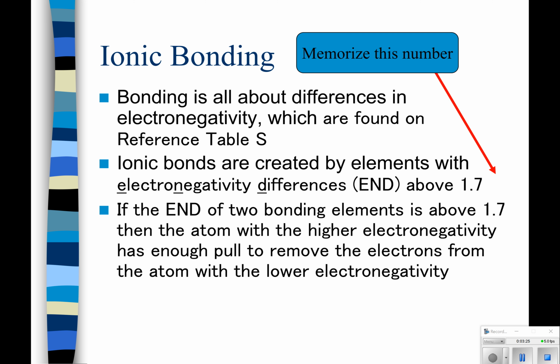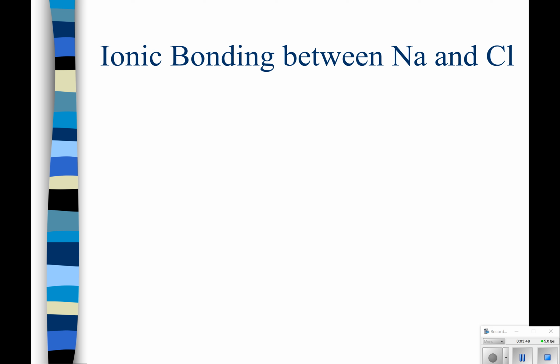So if we look at the electronegativity difference of two bonding elements and it's above 1.7, then the atom that has the higher electronegativity, or the higher attraction for that electron, has enough of a pull to actually take and remove the electron from the atom that has the lower electronegativity. This one is then going to become positive, and the one that has the higher electronegativity is going to become negative by gaining that electron.